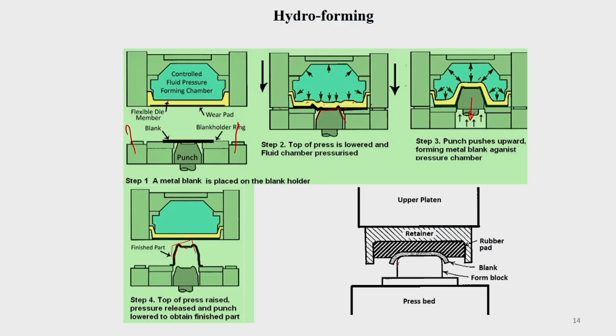You have a form block on which whatever shape you want is there, and the metal blank is kept there and pressed against a rubber pad itself. There is no hydraulic pressure here. This is a retainer on which the rubber pad is there, you just press it. This works for simple shapes and so on.